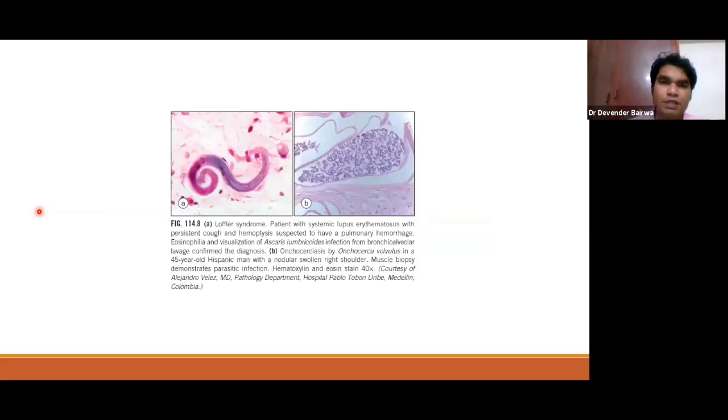This picture is showing one, your Ascaris lumbricoides, and we can see this is present in the tissue of an SLE patient.